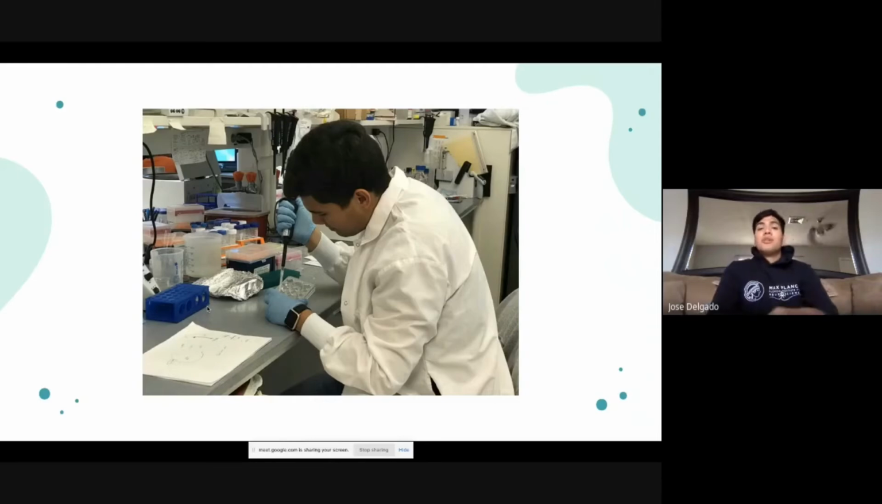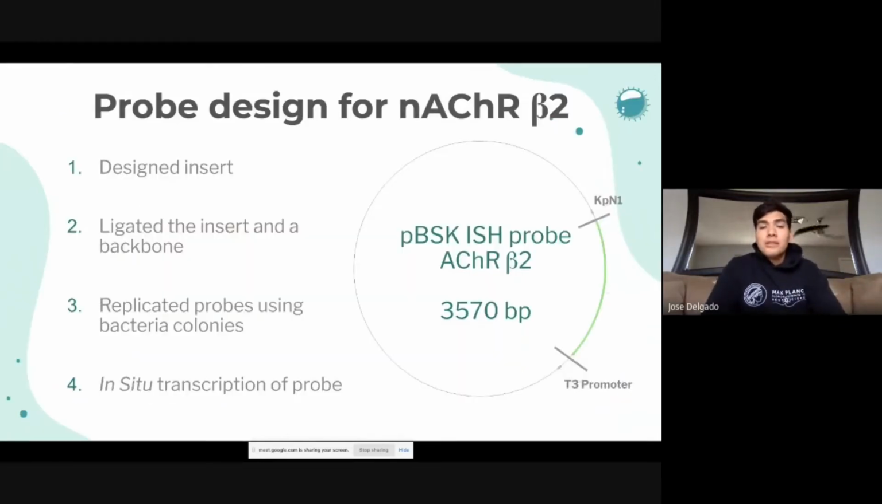So this procedure actually took a long time, and the internship was for 6 weeks. And this in situ hybridization part actually took 1 week just to do it one time. So it was a hefty process. But what was this process? Well, first I had to actually design the insert. So I had to create the probe, the thing that's going to attach to my genetic sequence.